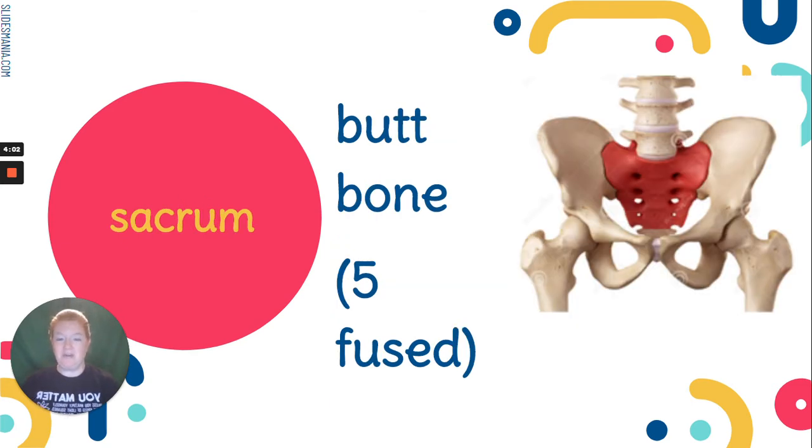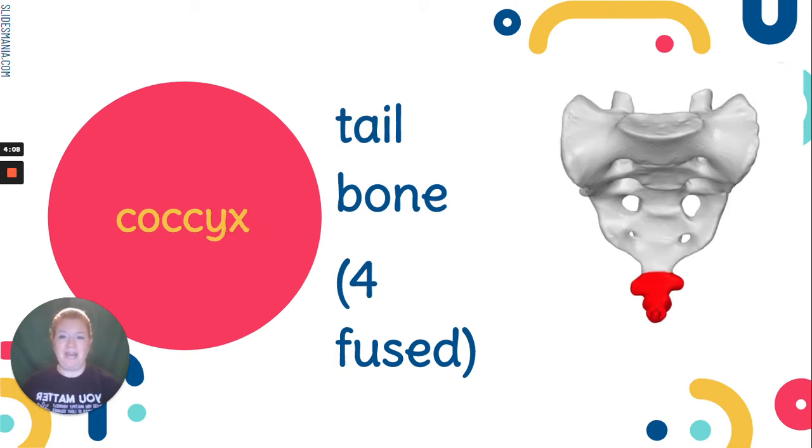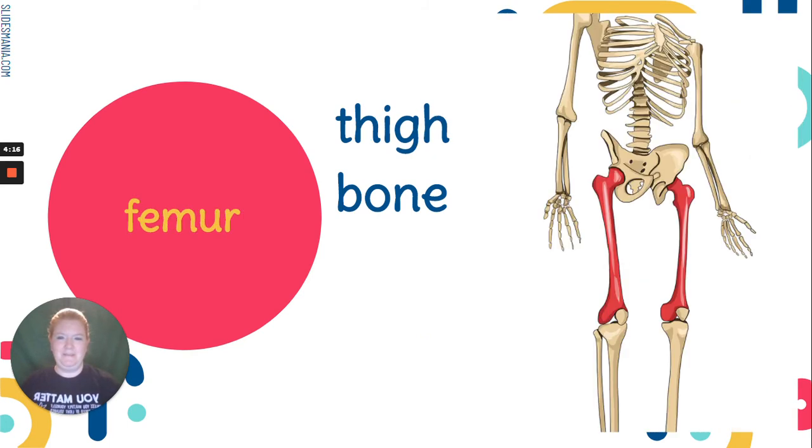We have the sacrum, that's kind of your butt bone. It's 5 fused vertebrae. We have the coccyx, that's your tailbone, and that is made from 4 fused vertebrae. And you can see it's pretty small. Then we have the femur, that's your thigh bone.